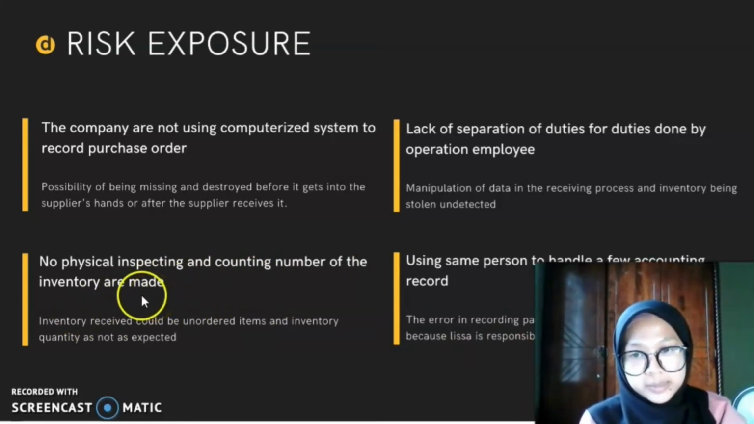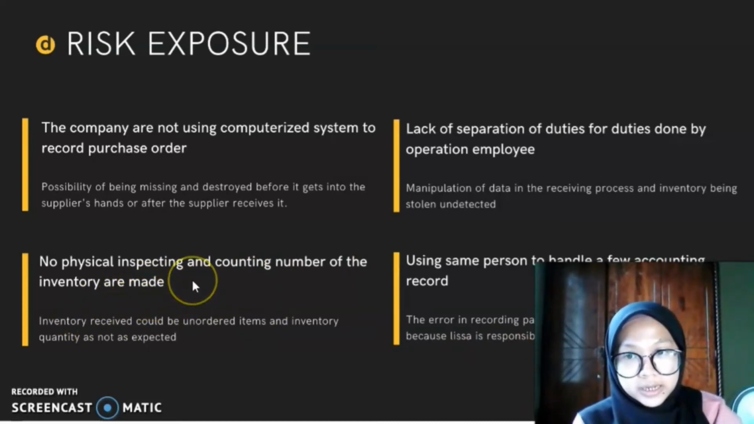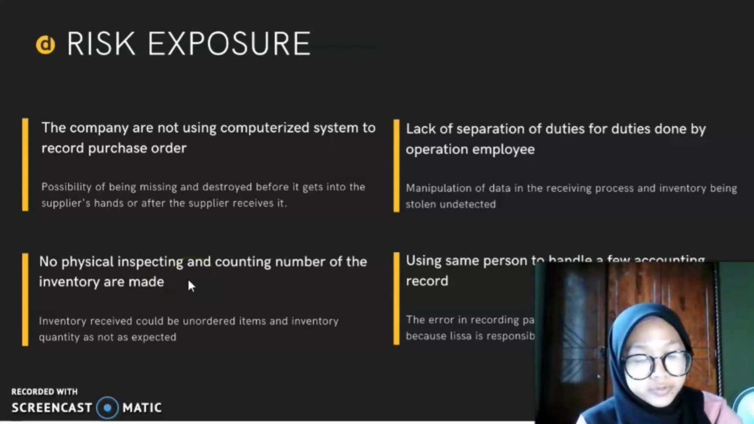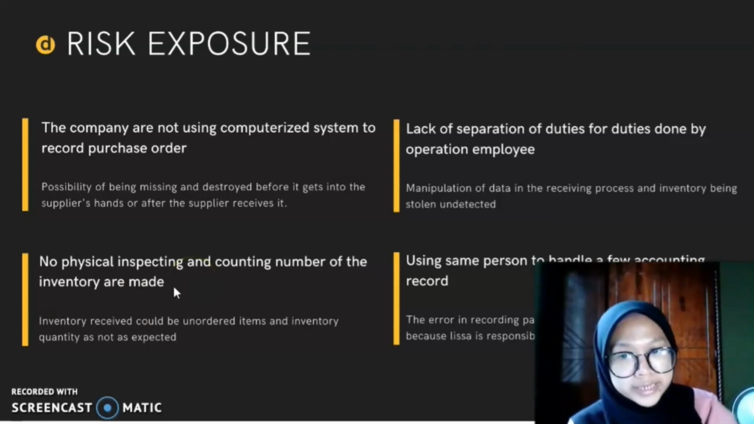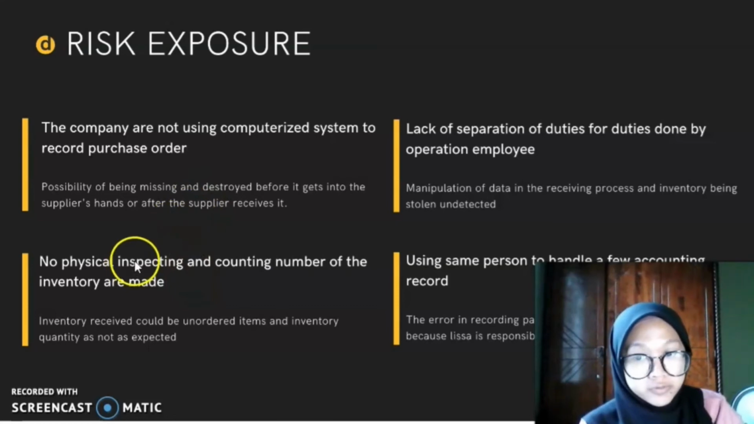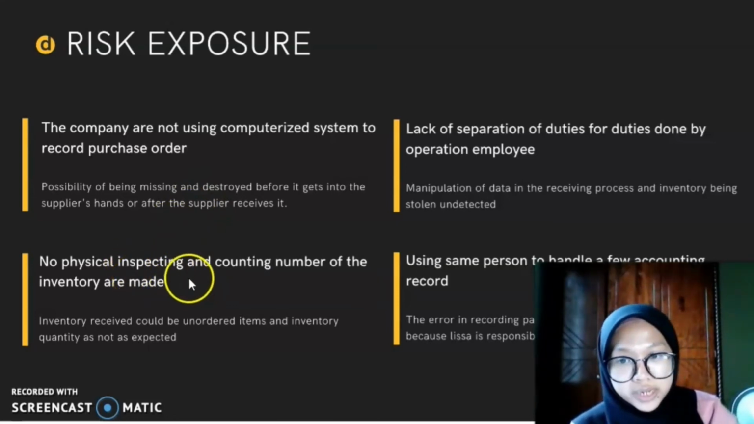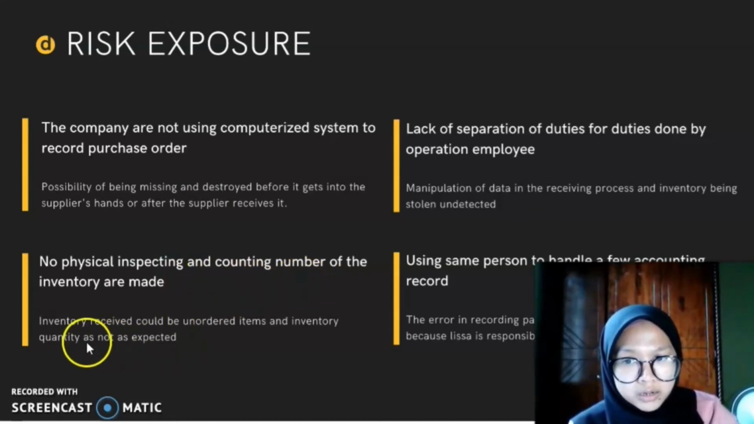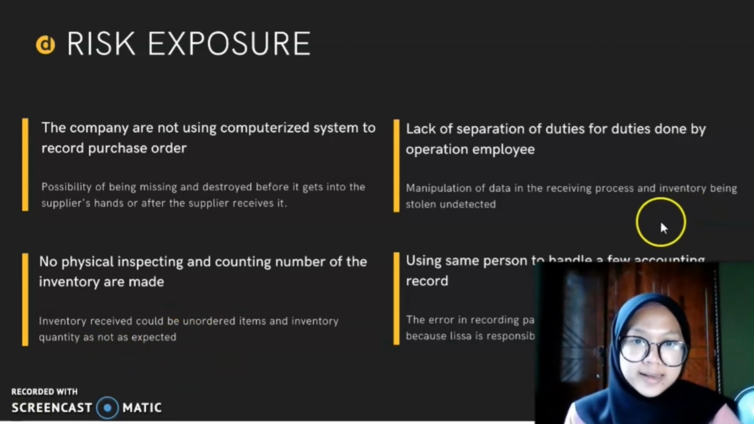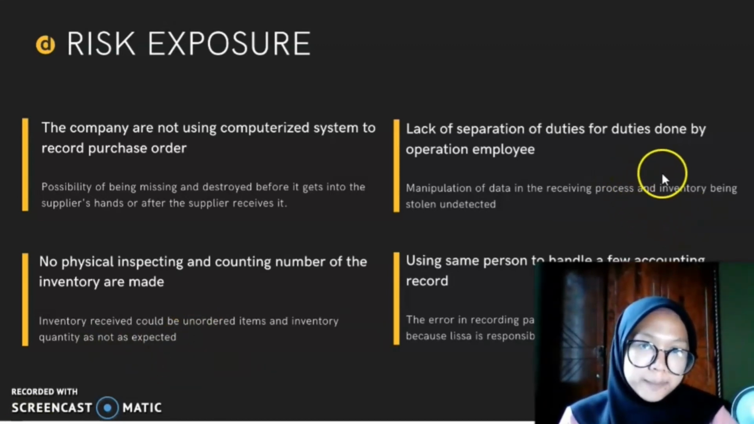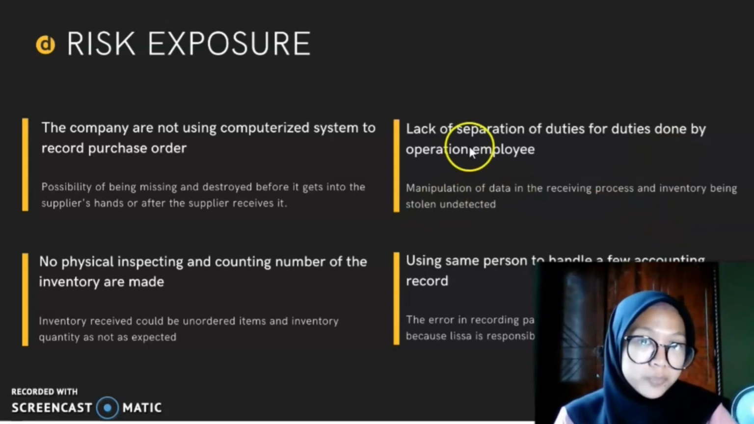As mentioned in the statement, the operation employees just verify the received purchase order against the delivery note without counting the inventory received. As a result, the inventory received could be an unordered item, and the inventory quantity or quality may not be as expected. Okay, the third one is the lack of separation of duties among the operation employees.